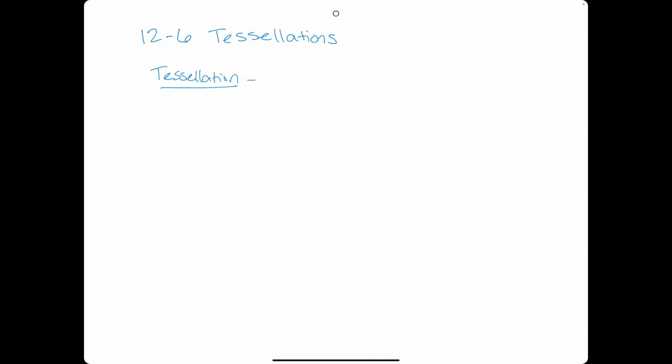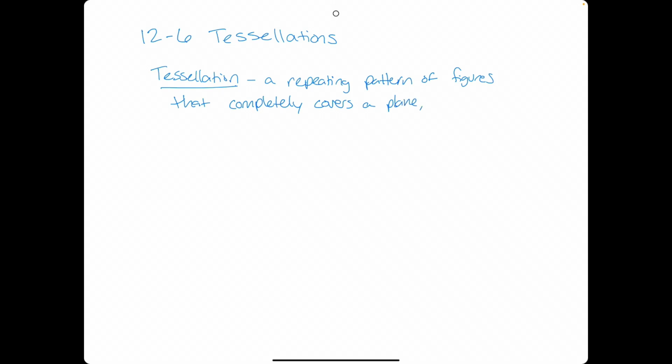A tessellation is a repeating pattern of figures that completely covers a plane without gaps or overlaps.